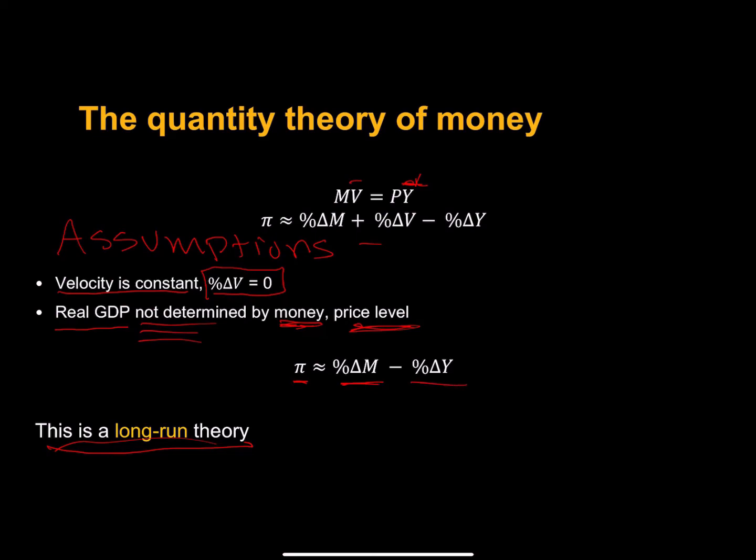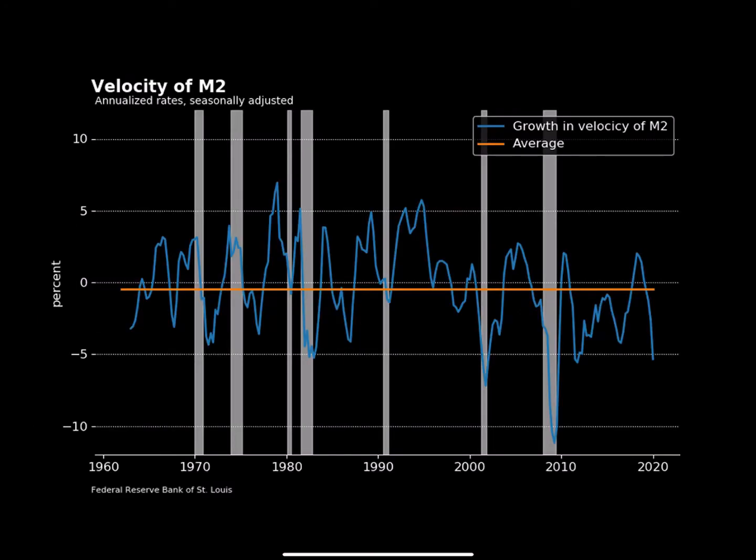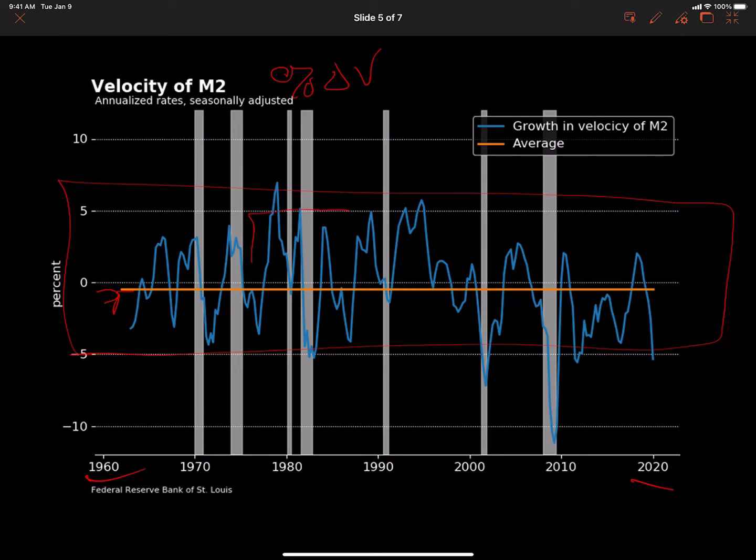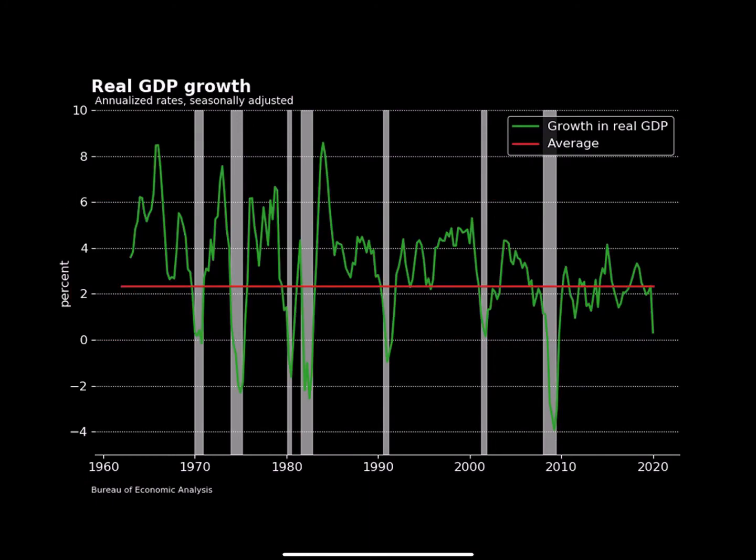Now let's take a look. What I have for you is growth in velocity. So this is our percent change in velocity. And I have this plotted from 1960 to 2020. If you take a look at this, you're going to notice that it looks like something like a random number generator, but it has an average of something close to 0. So over this whole time period, the average growth rate of velocity isn't exactly, but is pretty close to 0. And if we were to pick a subset of this series, if it's enough years, we're going to get something pretty close to 0. Now, what about real GDP growth?